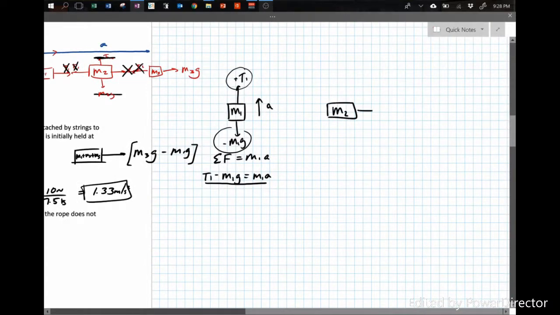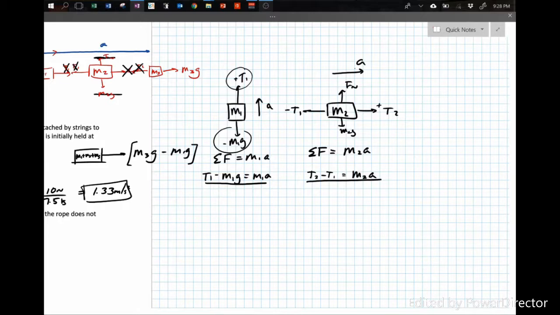For mass 2, it has tension 2 this way, tension 1 this way, normal force up, and m2g down. We said that's going to accelerate in that direction along the table, making tension 2 positive and tension 1 negative. So we could do net force equals m2a, Newton's second law for that situation. And in the direction of the acceleration, it's going to be T2 minus T1 is equal to m2 times the acceleration. At that point, we could substitute in our numbers and figure out what T2 is.